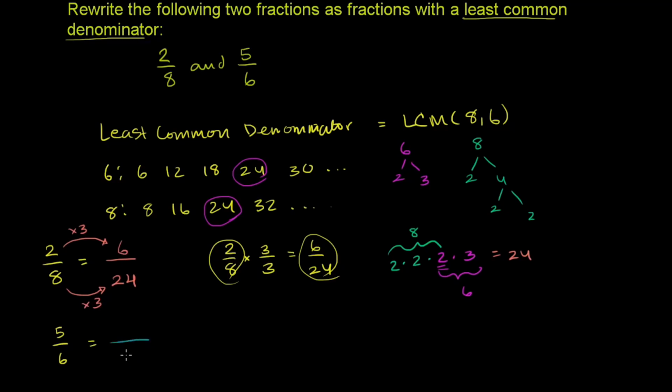Something over 24. To get the denominator from 6 to 24, we have to multiply it by 4. So if we don't want to change the value of 5/6, we have to multiply the numerator and the denominator by the same thing. So let's multiply the numerator times 4. 5 times 4 is 20. 5/6 is the same thing as 20/24. So we're done. We've written 2/8 as 6/24, and we've written 5/6 as 20/24. If we wanted to add them now, we could literally just add 6/24 to 20/24. And I'll leave you there because they didn't ask us to actually do that.